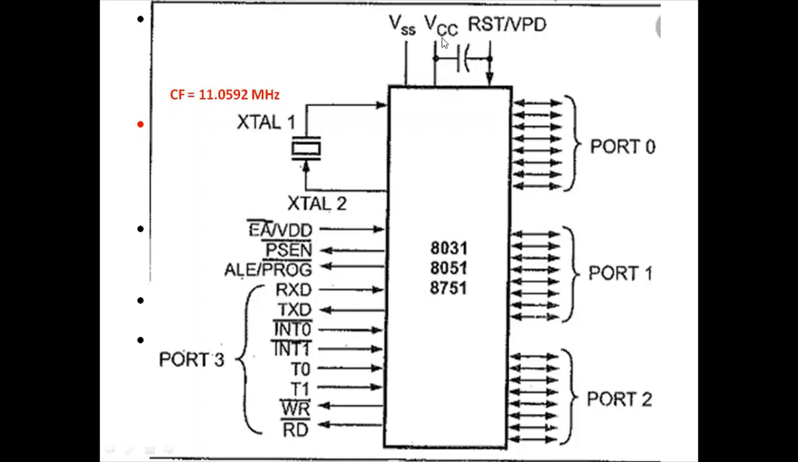Okay, so you can see this VCC, that is 5 volt. This IC works on 5 volt. VSS is your ground, so that is 0 volt.